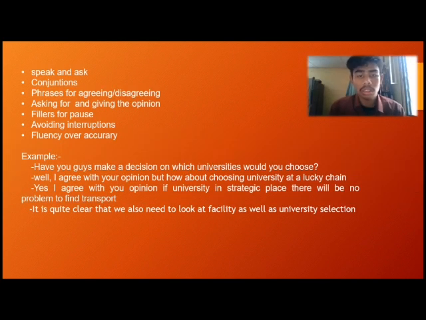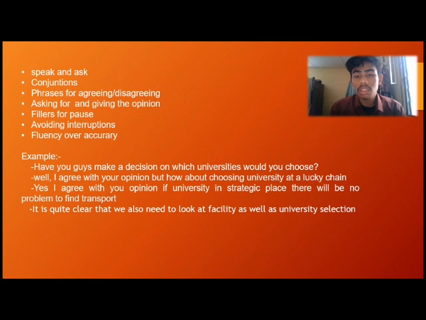And next is prompting and turn taking. In this slide, you must have speak and ask, conjunction, phrase for agreeing or disagreeing, asking for and giving opinion, filler for pause, avoiding interruption, tendency over inquiry. The example conversation that uses this is: have you guys made a decision on which university would you choose? Well, I agree with your opinion, but how about choosing universities at a lucky chain?